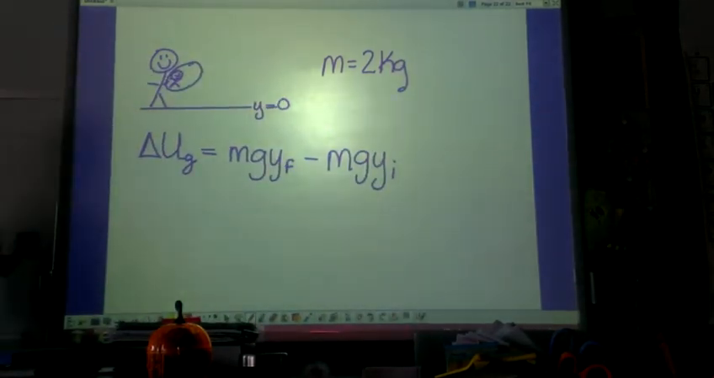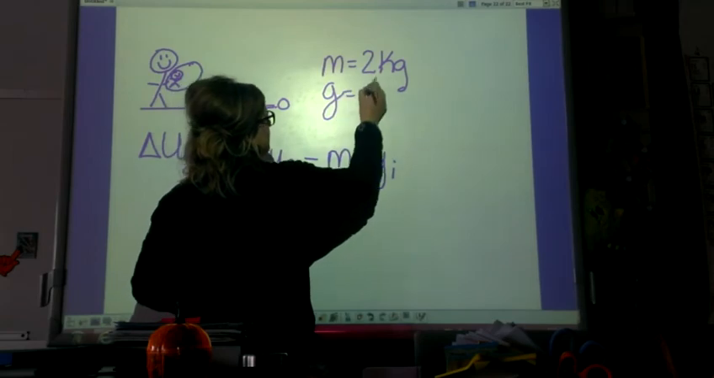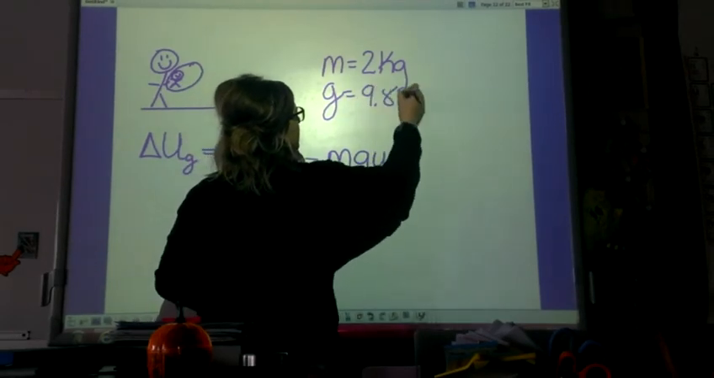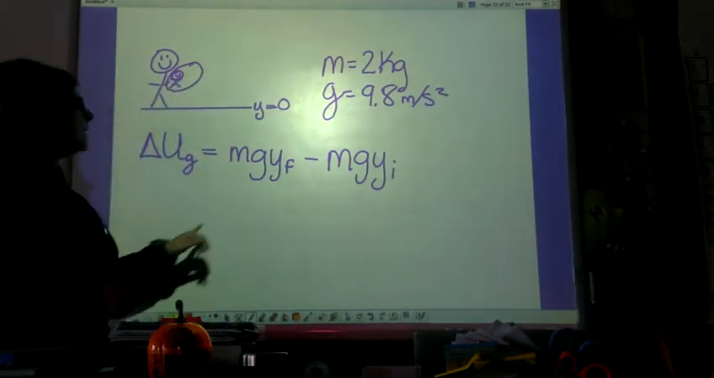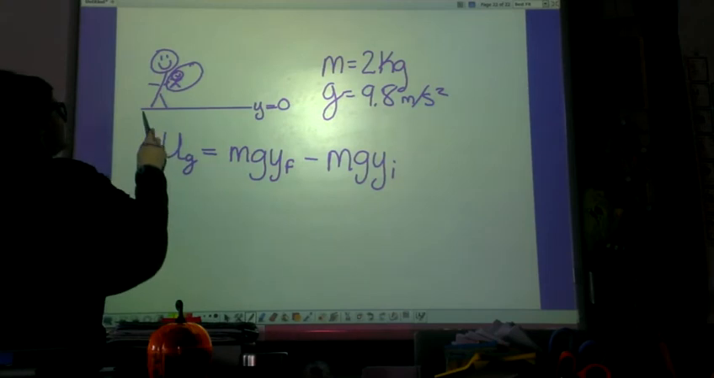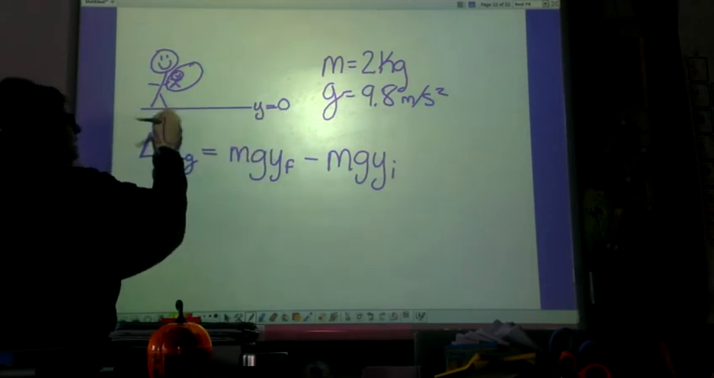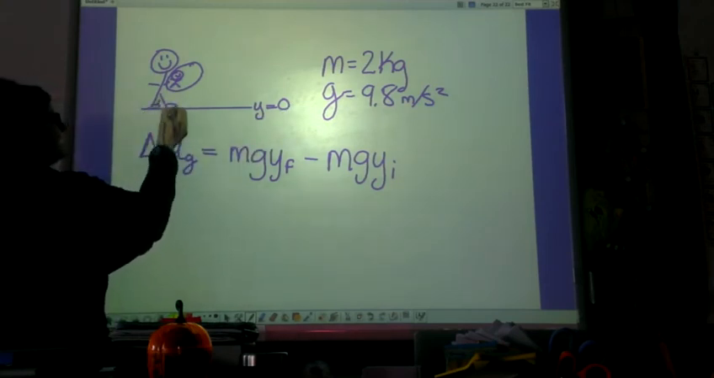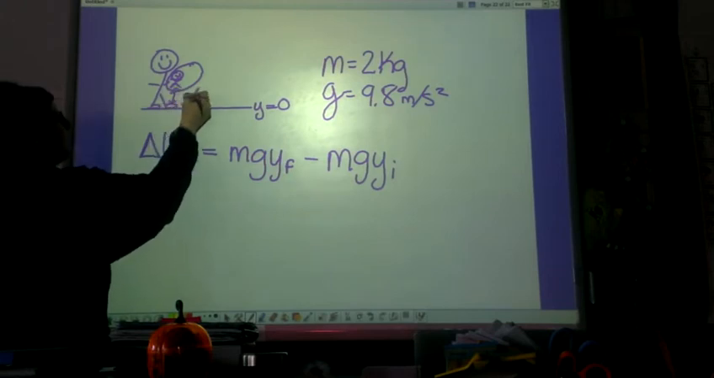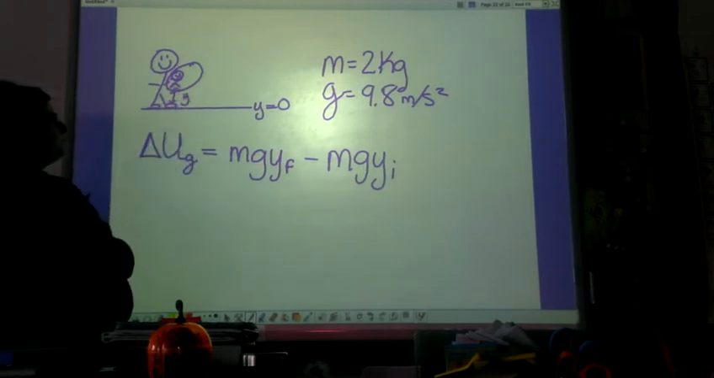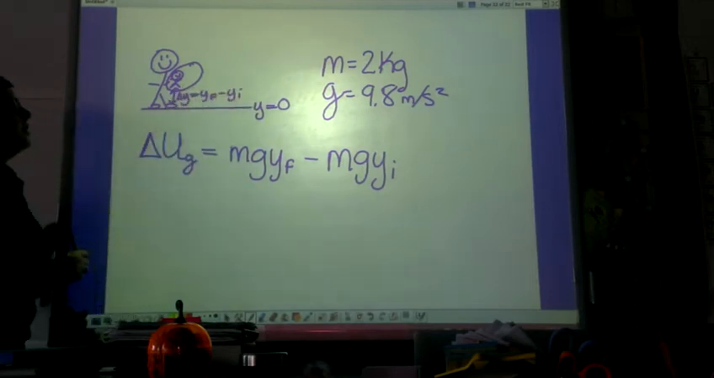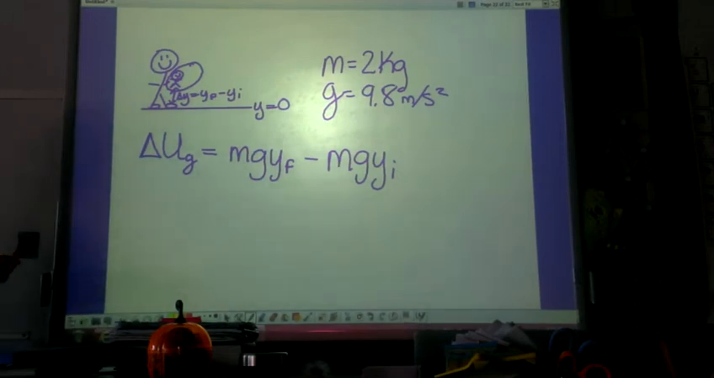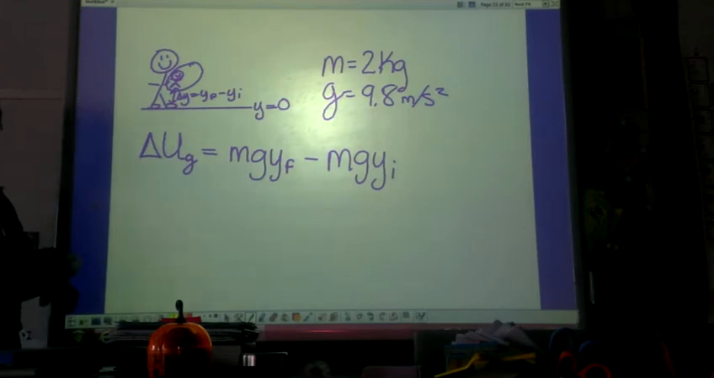Okay, we already know g. We know that g is just 9.8. But I need to estimate a y final and a y initial. Well, I know that the floor is at y equals 0, and the trophy is going to come and hit my foot. So it's going to travel this distance y, that change in y, which is really just y final minus y initial. Okay, so if I'm thinking about the average height of a person, it's probably a little bit less than 2 meters.